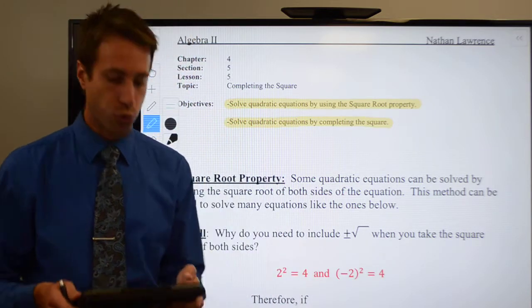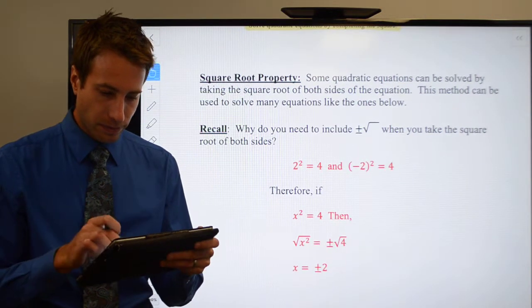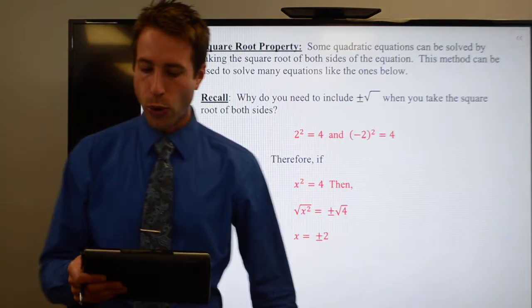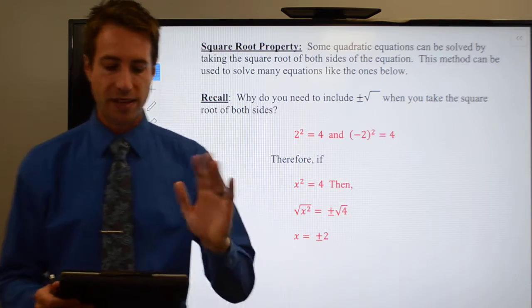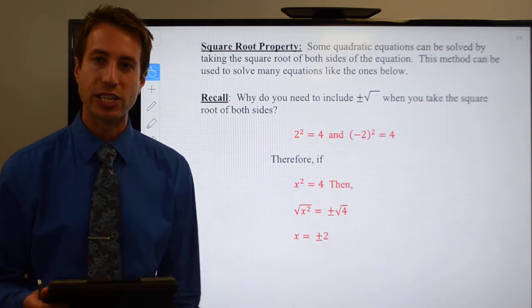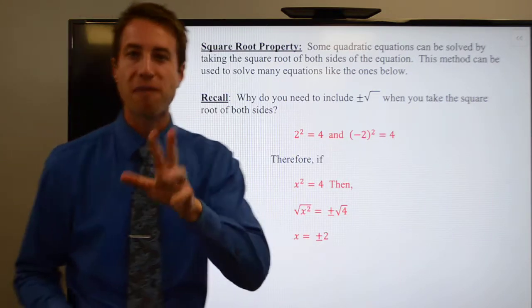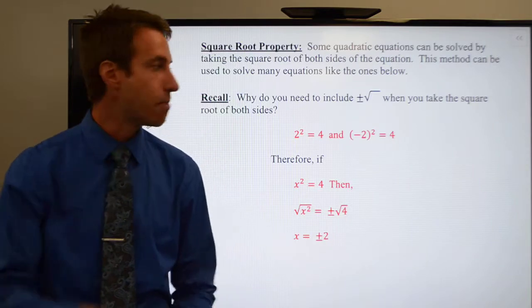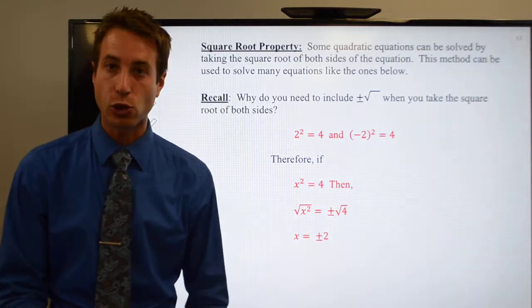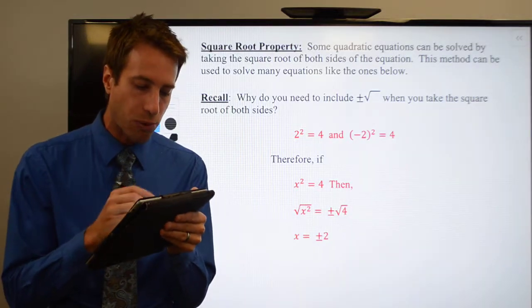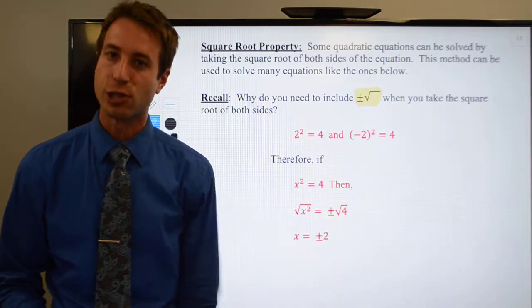The square root property. Here's what the property says. Some quadratic equations can be solved by taking the square root of both sides of the equation. This method can be used to solve many equations like the ones below. So we'll take a look at those example problems on the next page of the notes. But before we take a look at it, I do want to remind you of this because it's very, very important. Remember that when you take a square root, you must do plus or minus the square root of whatever you're taking the square root of.